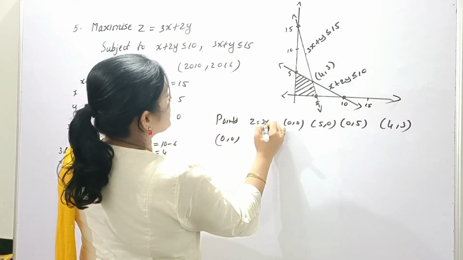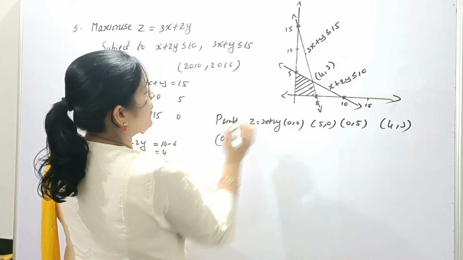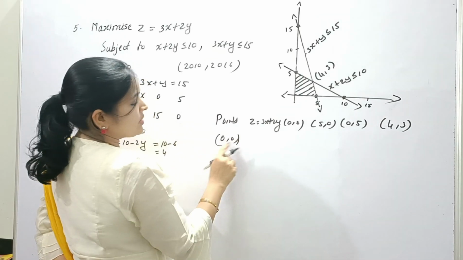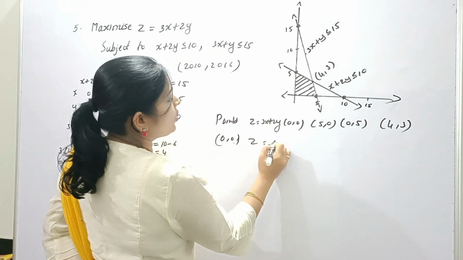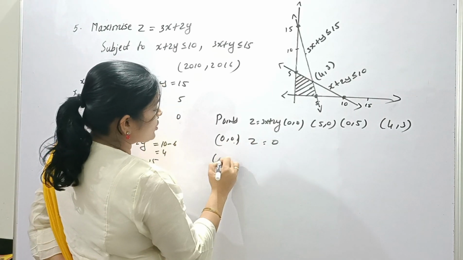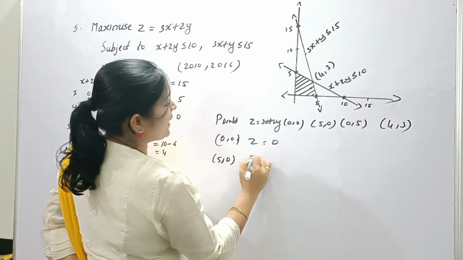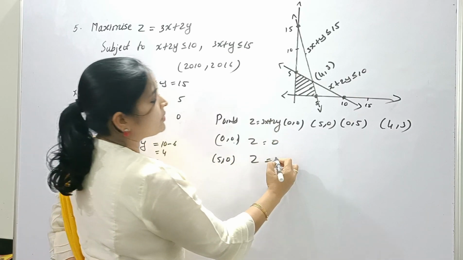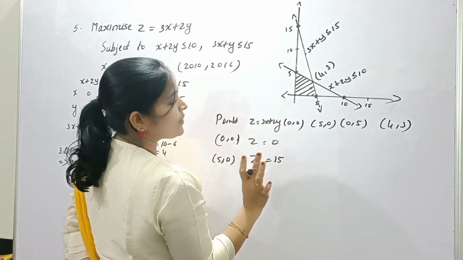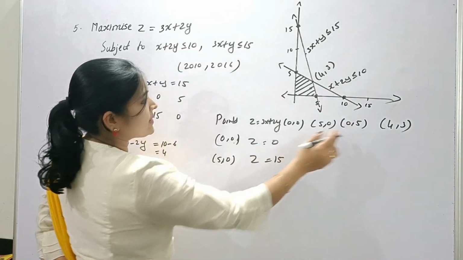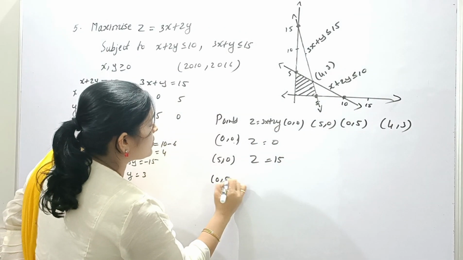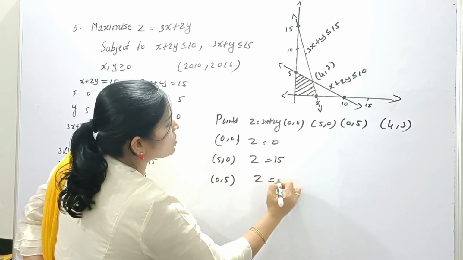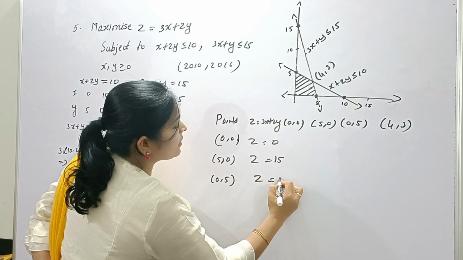Z is equal to 3x plus 2y. Okay. First point 0, 0. Z is equal to 0. At 5, 0, what is z? Put x is equal to 5. That is 15. Y is equal to 0. Okay. Next 0, 5. Z is equal to 0 plus 10.